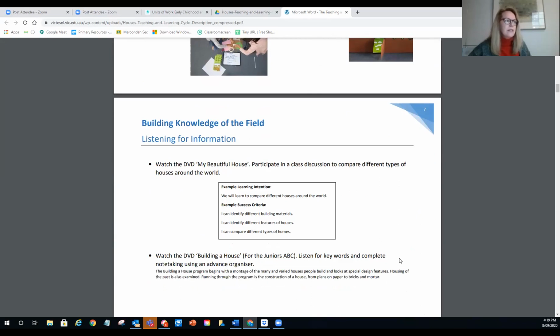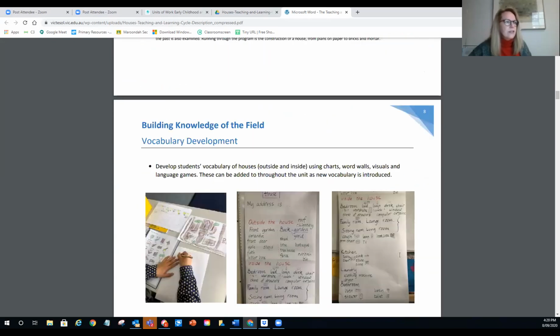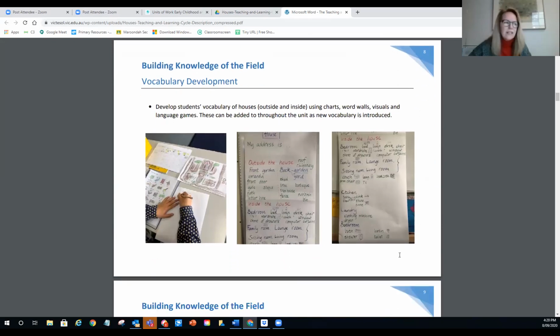We have DVDs and videos that we watch to connect students to houses around the world and compare and contrast. Word walls as well, we use a lot of those. Here, there's an image of a student. He's drawn a picture of the outside of his house. He's using a vocab chart and the word walls to try to start writing some sentences about his own house.